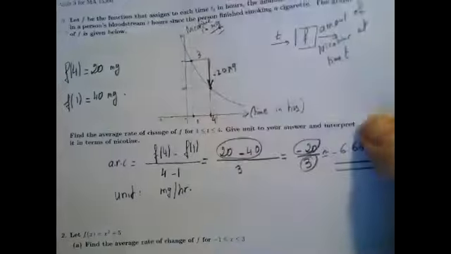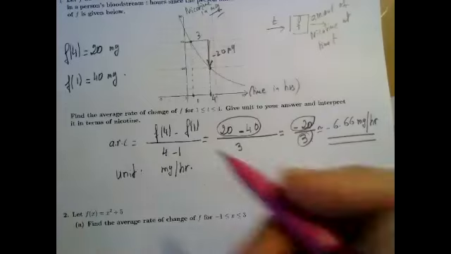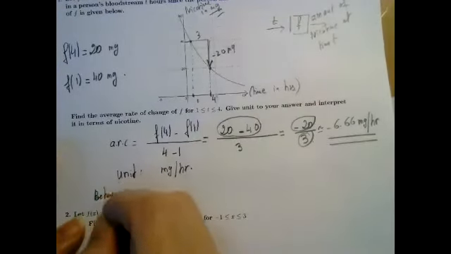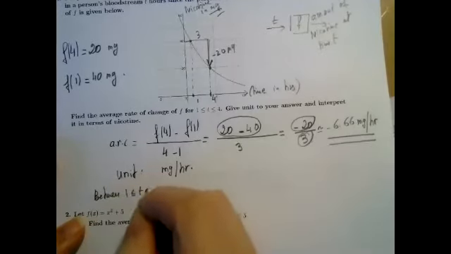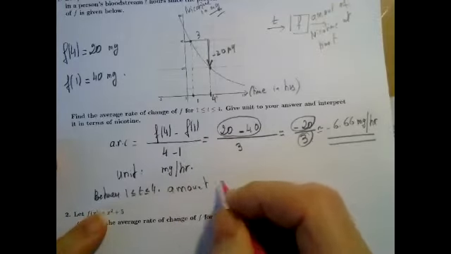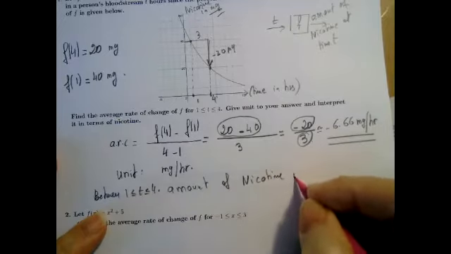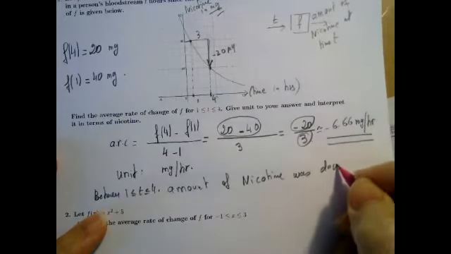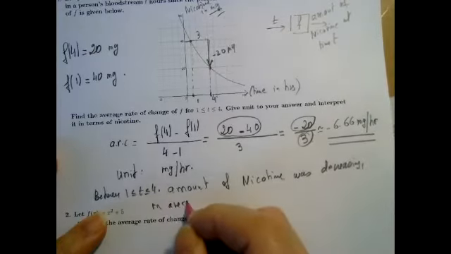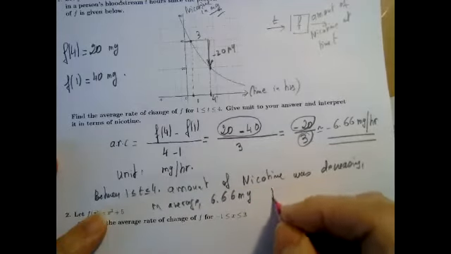And what does this mean? The nicotine is decreasing, we all know that. How fast was it decreasing? This tells me, that's the interpretation, that between the times 1 and 4, the amount of nicotine was decreasing, on average, and that's important, on average, 6.66 milligrams per hour.